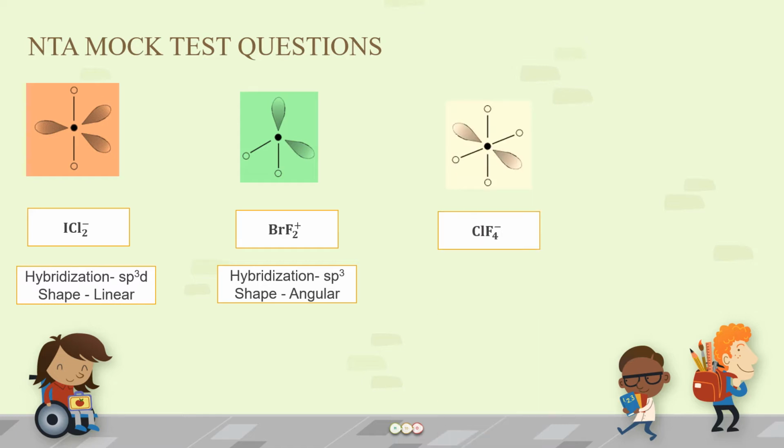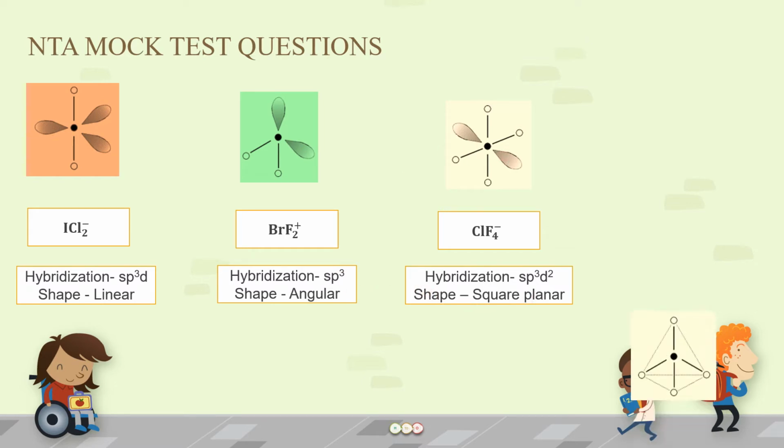The next we have is ClF4 negative. Here you will be finding out that the hybridization will come up as sp3d2. In sp3d2, there are going to be 4 bonds which will be arranged in one plane, and the 2 lone pairs of electrons will be occupying the axial positions. So to minimize the repulsion between the lone pairs of electrons and the bonded pairs of electrons, the shape of the molecule will be square planar.